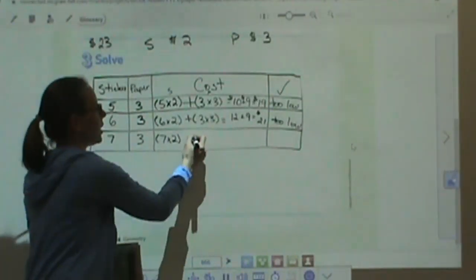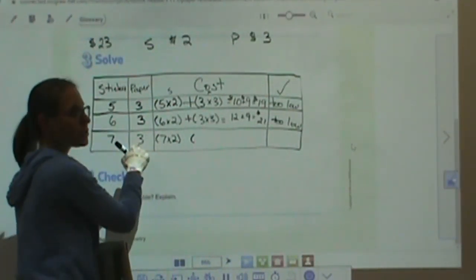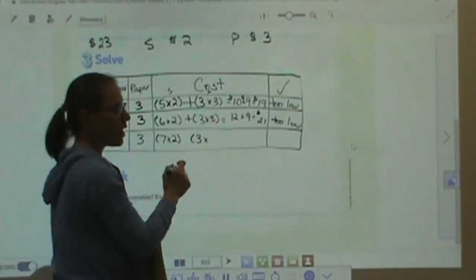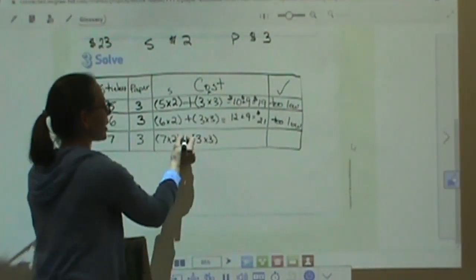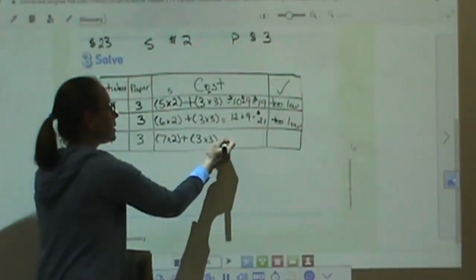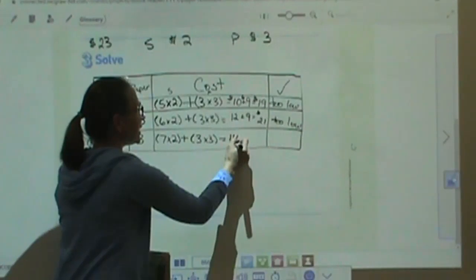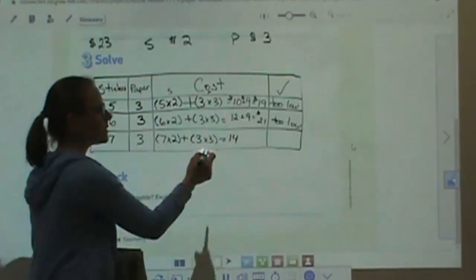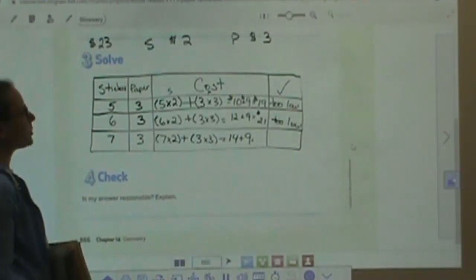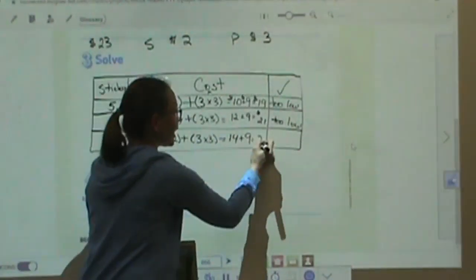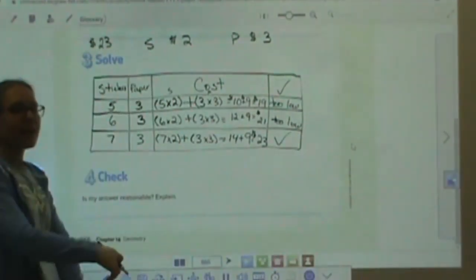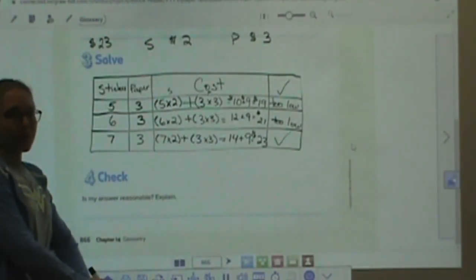And now we're going to do our 3 packs of paper times $3 a pack, and we're going to add those two together. 7 times 2 is 14, plus 3 times 3 is 9. 14 plus 9 does in fact get us $23. So when we guessed and checked that, we were correct.